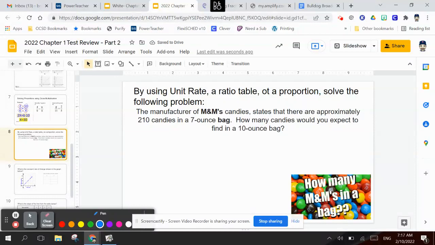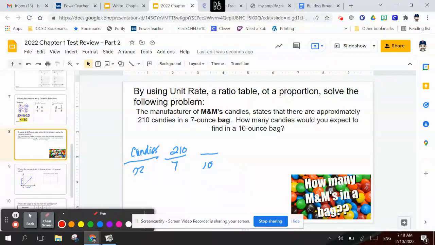So by using unit rate, ratio tables, or a proportion, solve the following. So the manufacturer of M&M candies states that there are approximately 210 candies in a 7-ounce bag. How many candies would you expect to find in a 10-ounce bag? So we're talking about candies and ounces. So if there's 210 candies in a 7-ounce bag, we want to know how many candies would be in a 10-ounce bag.